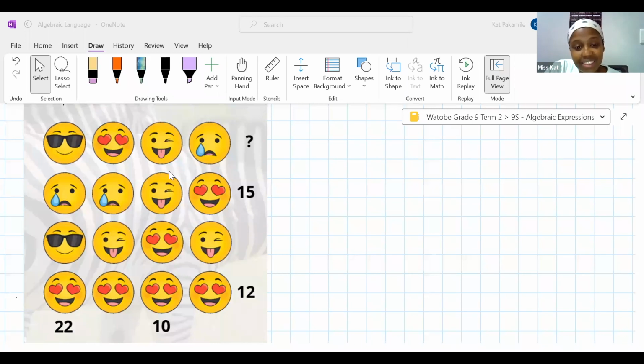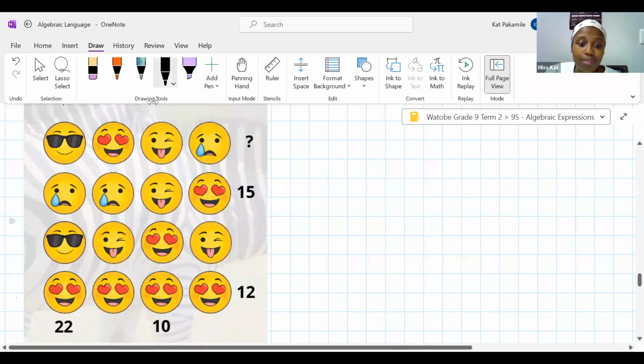I'm assuming that the hearts are worth 7. The hearts are worth 7. Yes. So 7 plus 7 plus 7 plus 7 is 12.